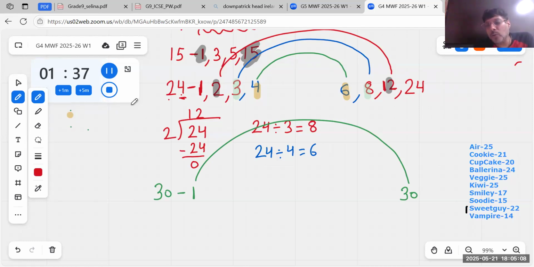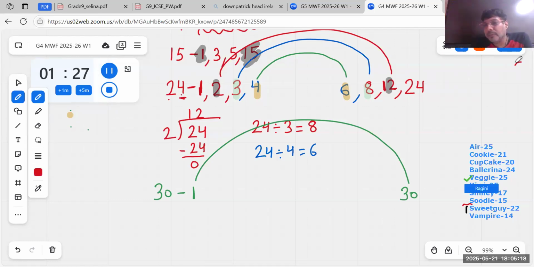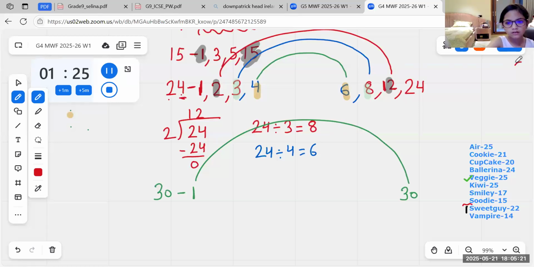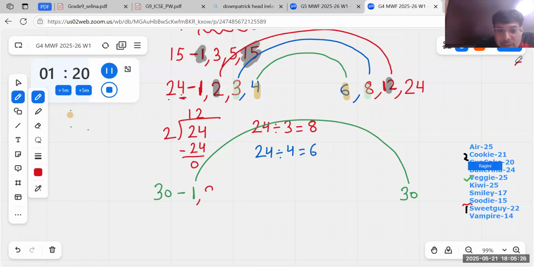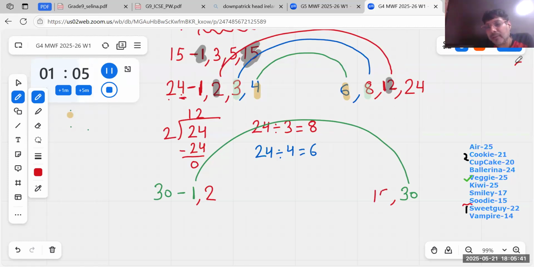Then I will ask Sudhi, what will be the second factor? 3. Beta, is 30 an even number or an odd number? Even. So all even numbers are divisible by 2. So which factor will we get free with 2? Sudhi, how will we find out which factor we get free? By dividing. 30 divided by 2 is 15. So I got another factor.